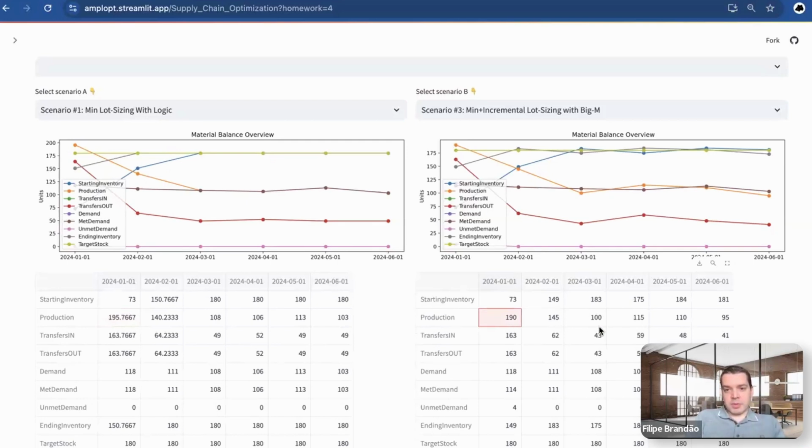But when you have minimum plus incremental, we have the minimum of 10 and then multiples of 5. And then you can see here production 190, 145, 100, 115, and so on. So you can see that the lot sizing is having impact in terms of how much we produce. And you can see the small differences here visually as well.